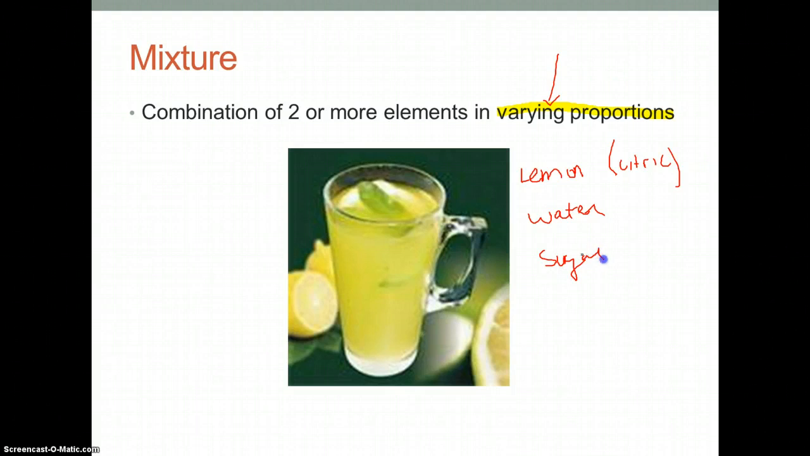So this is a mixture because there is no chemical bond between these 3 substances. So using a sieve we can separate the water and sugar, and then using, boiling the lemonade, we could separate the lemon or the citric acid from the water. So a mixture is not chemically bonded, so no chemical bond, and the proportion can change. This would still remain a mixture if we had more lemon than water, a lot more sugar, because each of the substances are individual and can be separated. So that is what a mixture is.